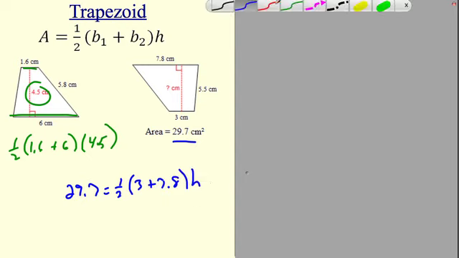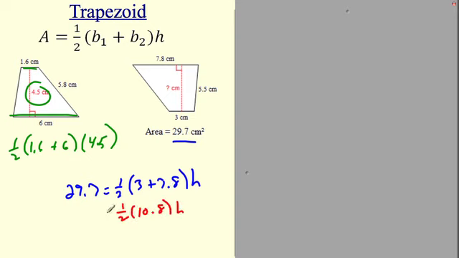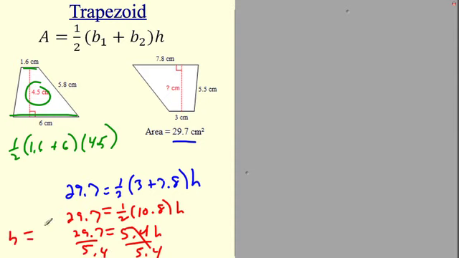So now once you set it up, it's just a matter of solving for it. So to solve for it, you can do the parentheses first. So that's really 1/2 of 10.8 times h equals that area. And then half of 10.8 is 5.4. And you're solving for h. So how do we get h by itself? You're going to divide by 5.4. Divide by 5.4. So that'll give you your missing number, whatever that is. You may have to solve for h.